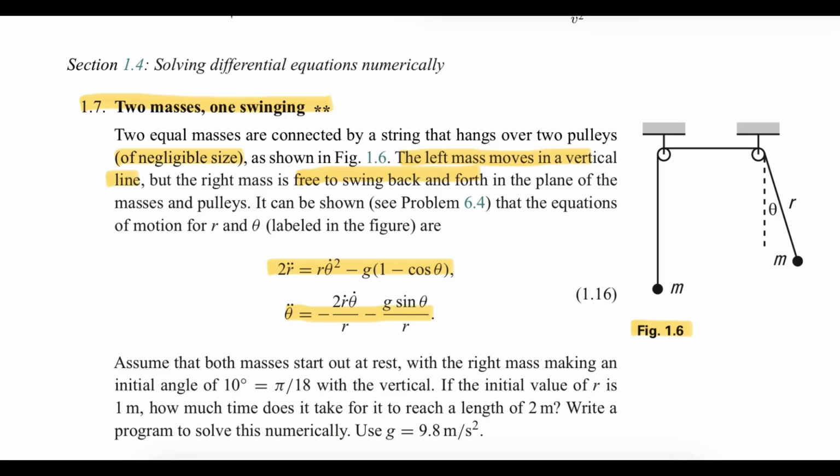Assume that both masses start out at rest, with the right mass making an initial angle of 10 degrees or pi over 18 radians with the vertical. If the initial value of r is 1 meter, how much time does it take for it to reach a length of 2 meters? Write a program to solve this numerically. Use g equals 9.8 meters per second squared.